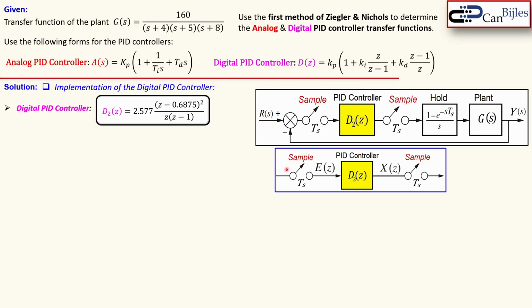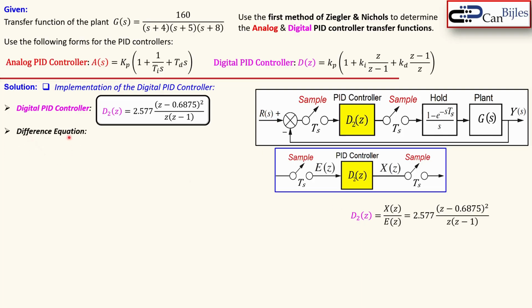So we have the sampler in front and at the end, and here we have the error in the Z domain, and we also have this X, which we call the signal, the output of the digital PID controller. So D2, which is our digital PID controller, is then X(z) over E(z), the error signal, and that is actually this 2.577, etc. Well, we need to use this in order to determine the implementation.